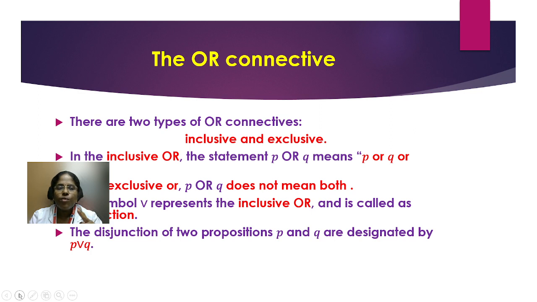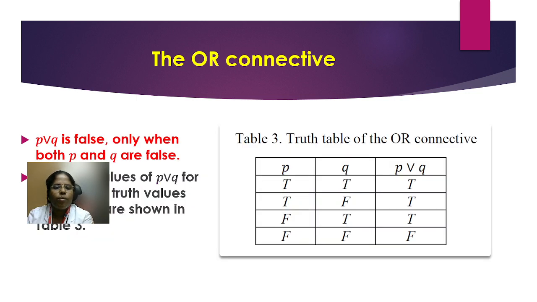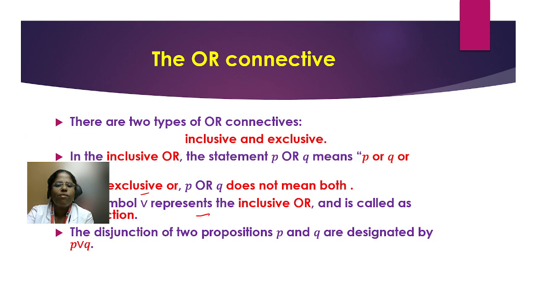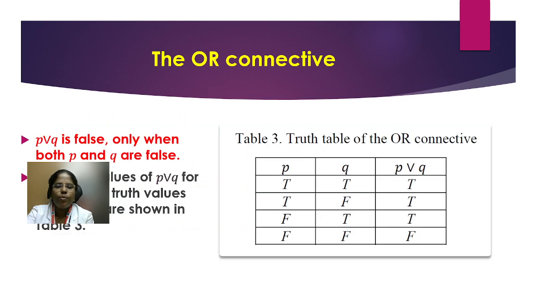The disjunction of two propositions P and Q is represented like this, P ∨ Q. See, P ∨ Q. So like that we will explain. So P or Q. I will explain it through a truth table.